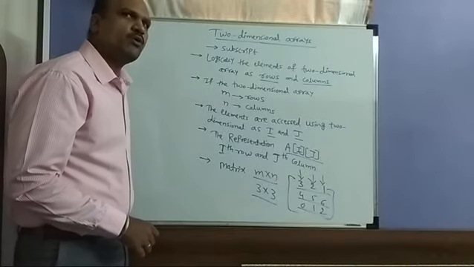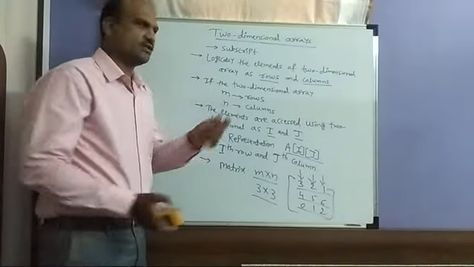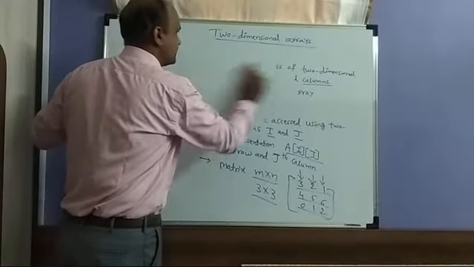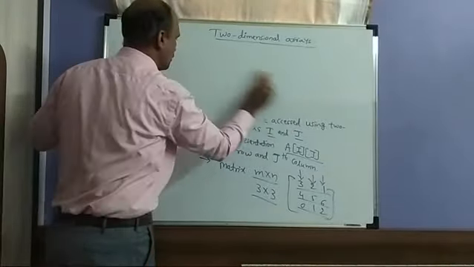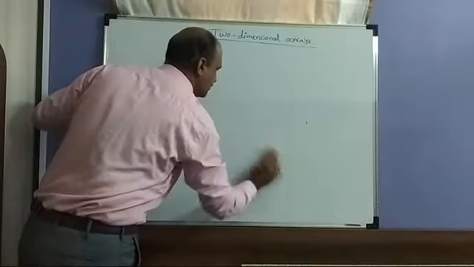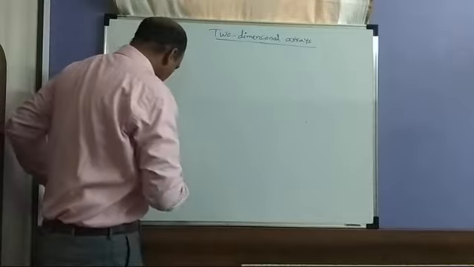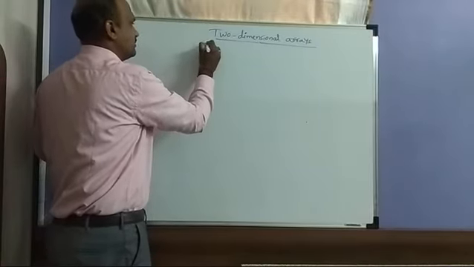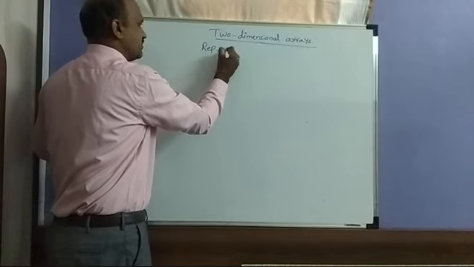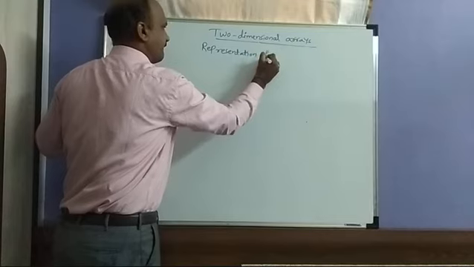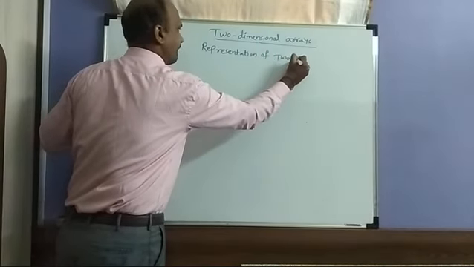Now we will see how to represent this two-dimensional array, exactly how we represent it in rows and in columns. It is very easy. Now, the representation of a two-dimensional array.